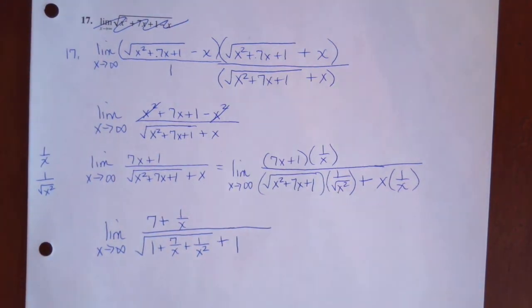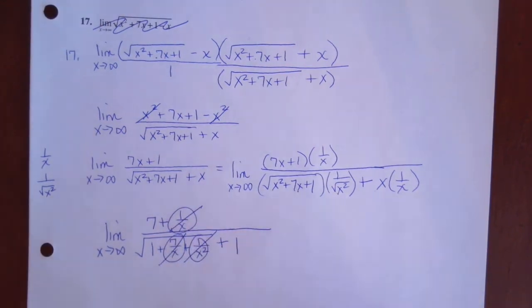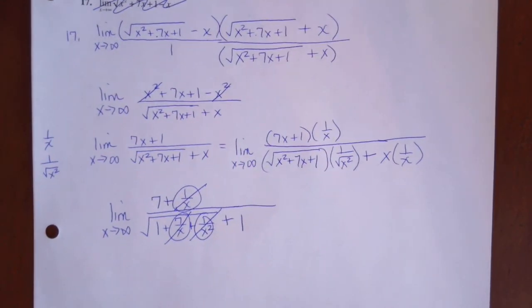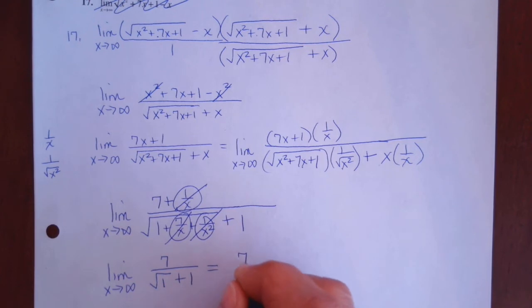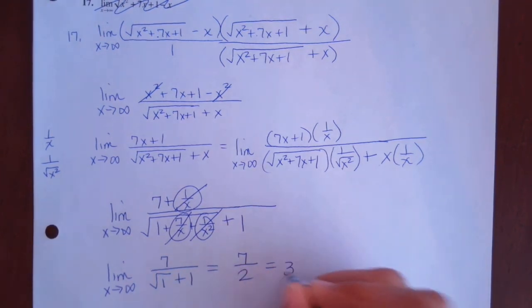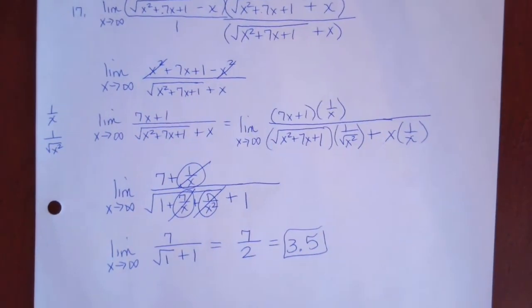Okay. All right, things go to 0. Cross that out, cross that out, cross that out, right? All of those go to 0. Now be careful. Be careful with this 1 being out here. So now we're ending up with the limit as x goes to infinity, 7 in the top, square root of 1 plus 1. So we end up with 7 over 1 plus 1 is 2, so 3.5.